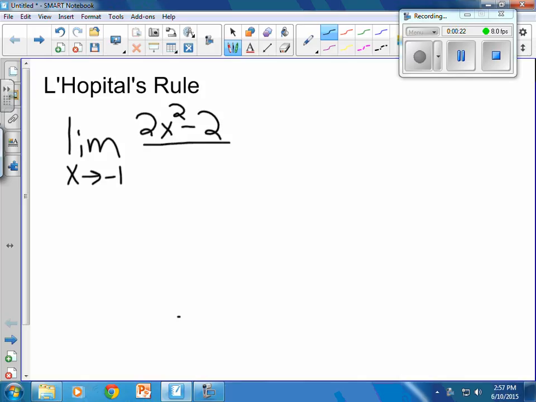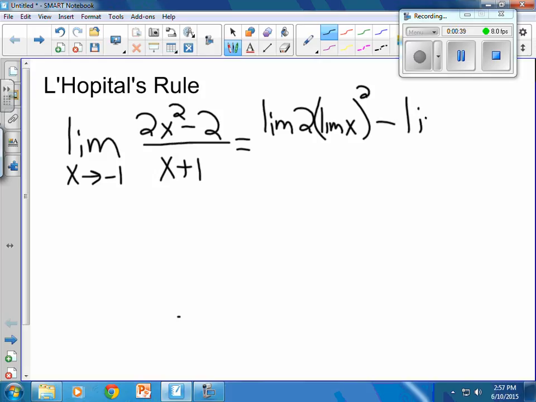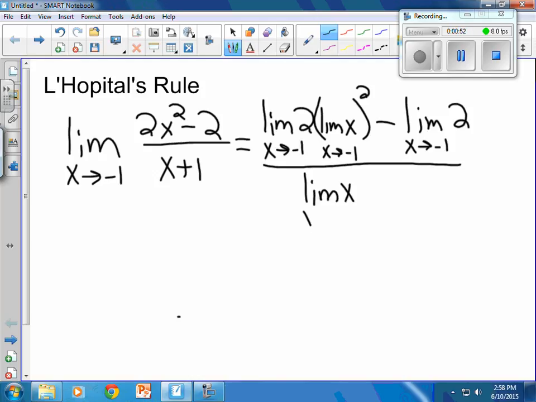So if we say the limit of 2x squared minus 2 over x plus 1, if we try to do the quotient law and the sum and difference law, product law, we would find that this is equal to the limit of 2 times the limit of x squared minus the limit of 2. All of these are as x approaches negative 1, divided by the limit of x as x approaches negative 1 plus the limit of 1 as x approaches negative 1.